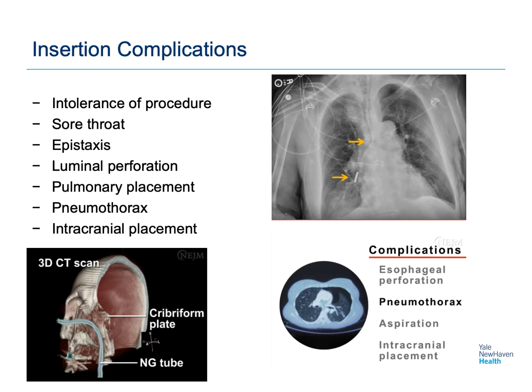On the right side of the screen, you see the other dreaded complication of this procedure, which is a pneumothorax. And you can see a pulmonary placed tube in the X-ray and then a sizable pneumothorax in the cross-section of a CT scan down below. So we're fortunately today going to talk about some of the ways that we can avoid that complication.